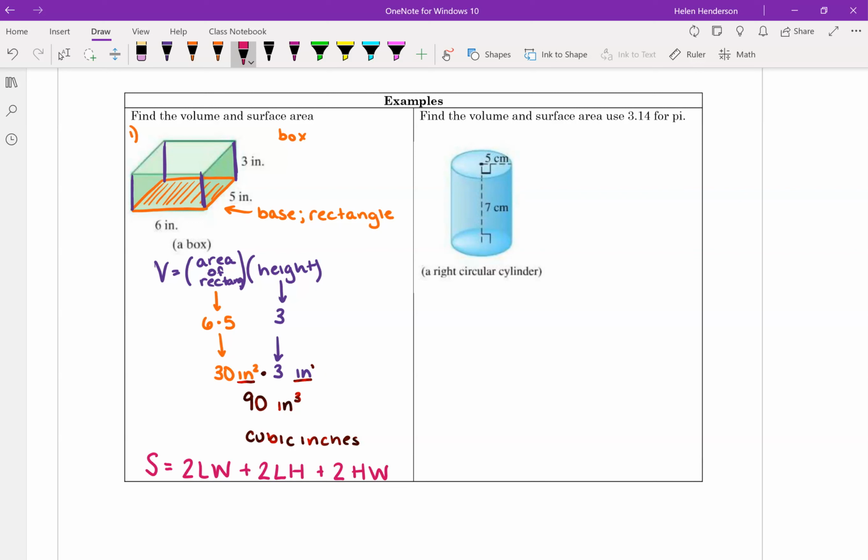And so here, you can pick any one of these to be your length, any one to be your width, and any one to be your height, as long as they all have their own numbers. So I will do length as 6, width as 5, and height as 3.